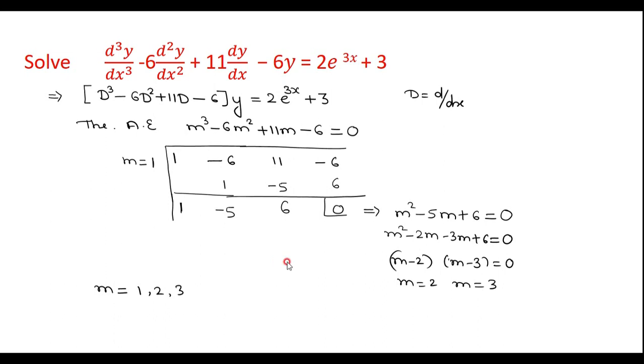Already we have discussed, these are the non-repeated roots. So the complementary function corresponding to these non-repeated roots is given by yc equal to c1 e raised to x plus c2 e raised to 2x plus c3 e raised to 3x. So this is the complementary function for the non-repeated cubic roots.